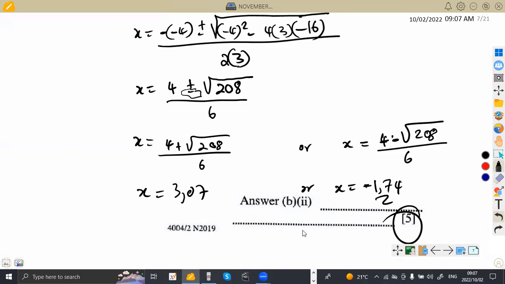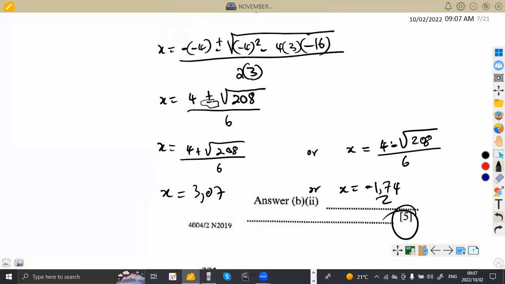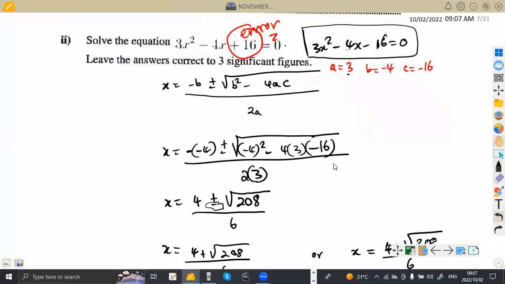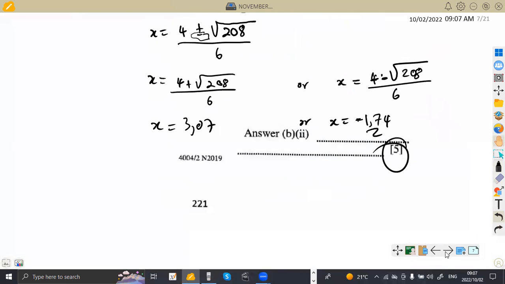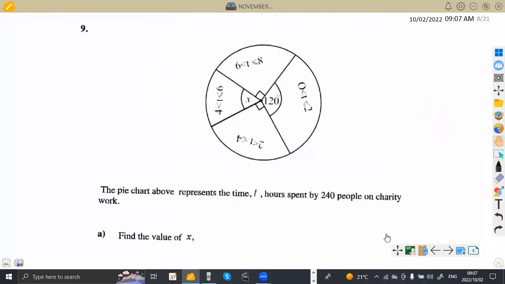So that's 5 marks for the quadratic formula or completing the square. So you can use completing the square, or you can use quadratic formula. Just depends on the one that you are best at. All right, so the other part now is question number 9, which is actually part of statistics.